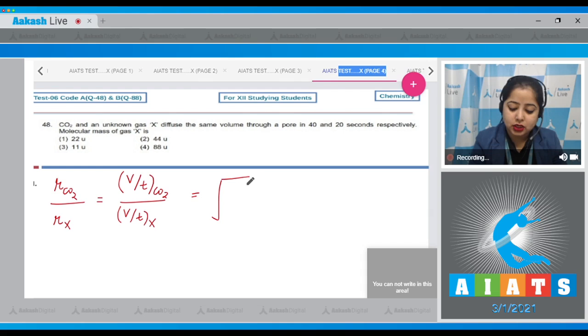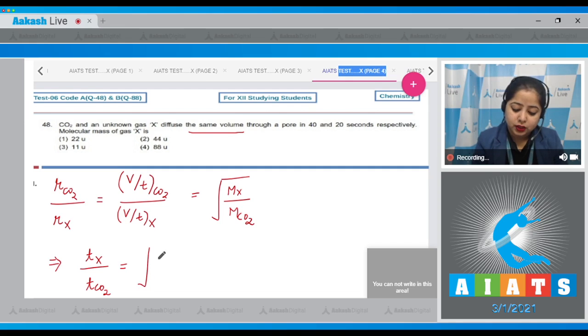Which is again equals to under root of molar mass of X upon molar mass of CO2. Now students, here we are given that the volume is same. That means the formula becomes time required for gas X upon time required for the gas CO2 is equals to under root of molar mass of X upon molar mass of CO2.